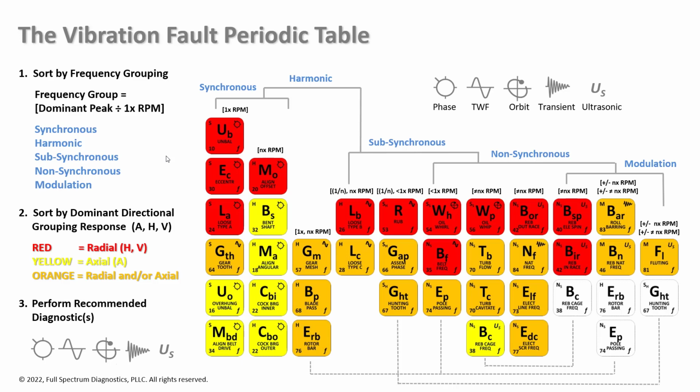Our second sorting mechanism is the dominant directional response. Red blocks on the table indicate a radial fault, yellow blocks indicate an axial fault, and orange blocks can be radial or axial. And finally, we perform a diagnostic test that's indicated in the upper right-hand corner of each block.